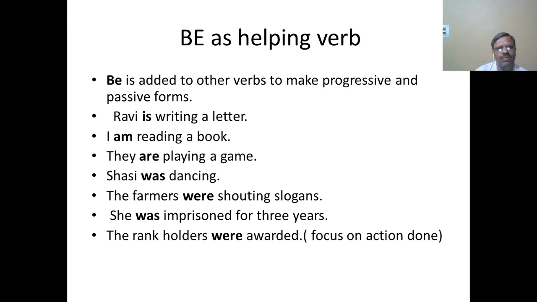I am reading a book. Am. They are playing the game. They is the subject of the sentence and it is plural in number. So it takes the plural be form helping verb in present tense. They are playing a game.